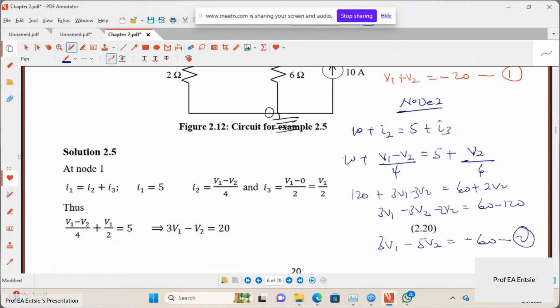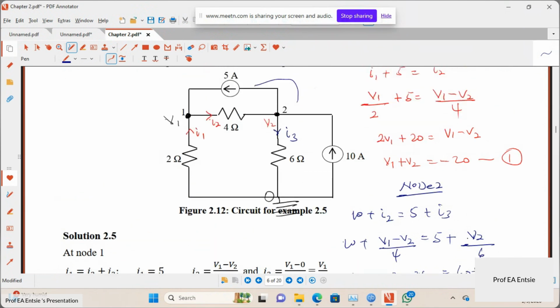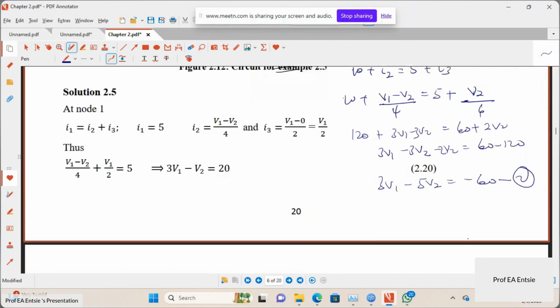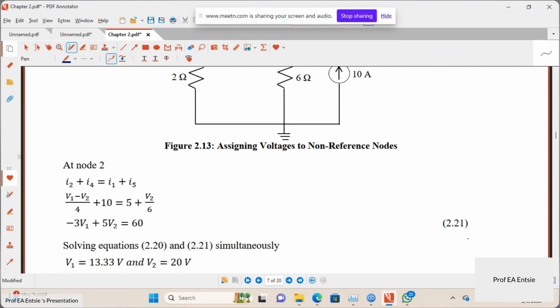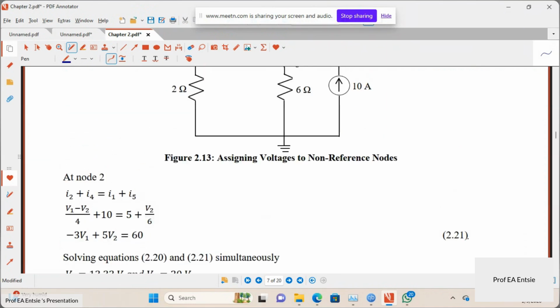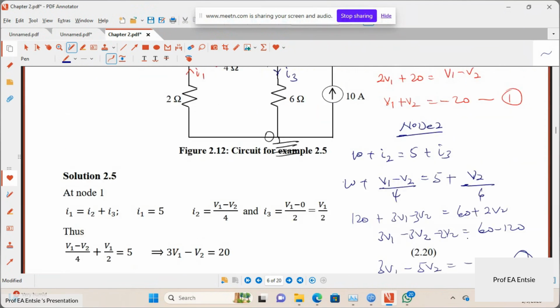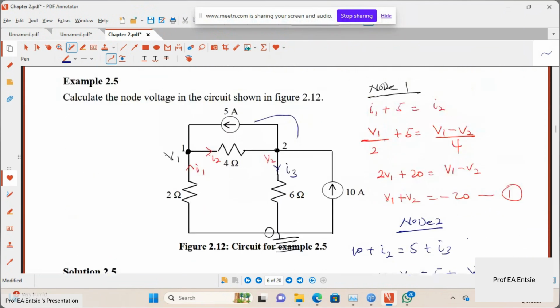So you solve equation 1 and 2 simultaneously. Then you are done. So basically that's what we get for the two equations that we set up.